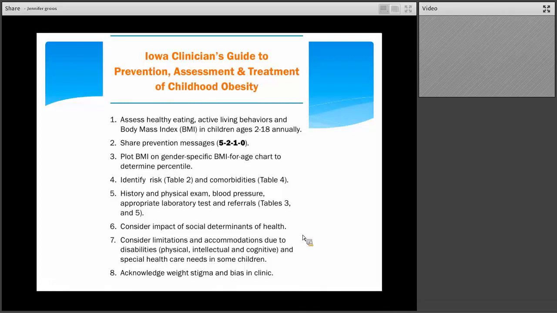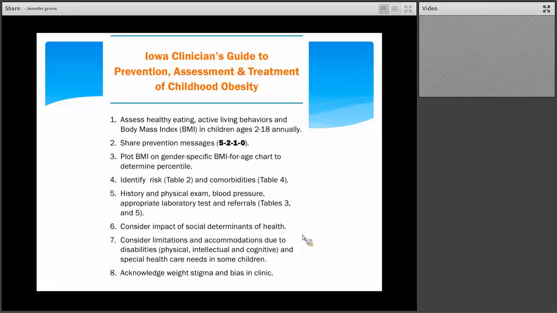So on the first page of the Iowa Clinician's Guide, there's a nice overview of 8 things that we should be considering when we're starting to think about how we're going to prevent, assess, and treat childhood obesity. And so the first thing we need to make sure we're doing is assessing healthy eating and active living behaviors and the BMI. We'll talk more in depth about that. We'll share the preventive messages, and 5210 is endorsed by AAP as well as a number of other associations, and there's some great tools that we've already talked about available to do that. Furthermore, we'll plot the BMI on gender-specific and BMI for age charts to determine their percentile. We'll talk more specifically about BMI.